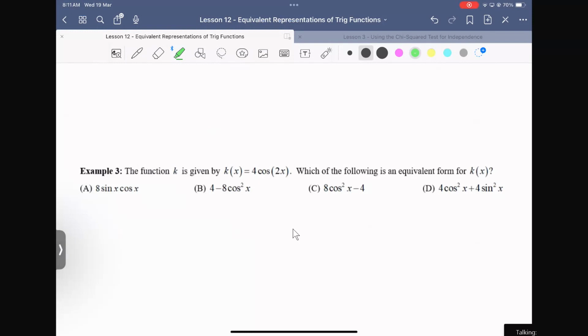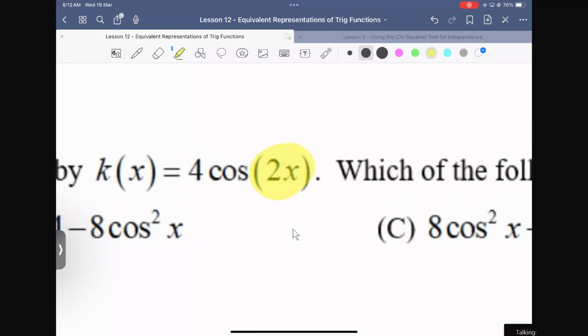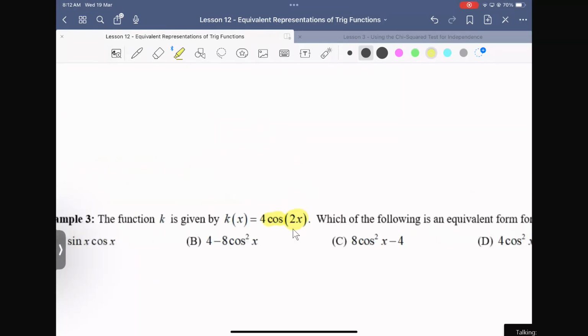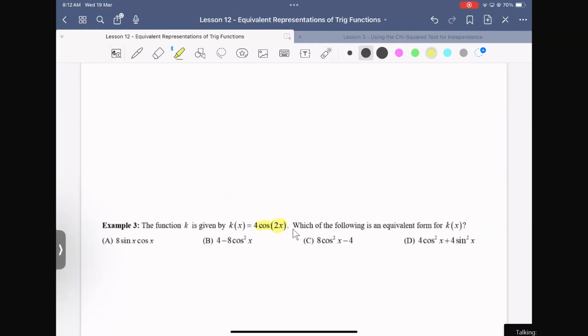Okay, so what I notice first on this one is we have a double angle here. Very clearly we can see the double angle, and it's cosine. We have a double angle for cosine. Now, we could use the formula sheet and we'll get the one that we want.